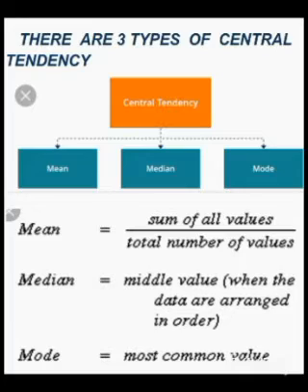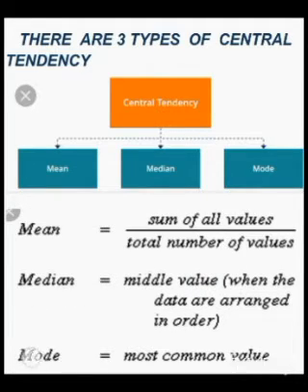There are three types of central tendency, children: mean, median and mode. Here, what does mean mean, children? Average, meaning the sum of all the observations or values divided by the total number of observations. Next, median. Median means the central data, the middle value. After arranging the data in order, we have to find the middle value to find the median.